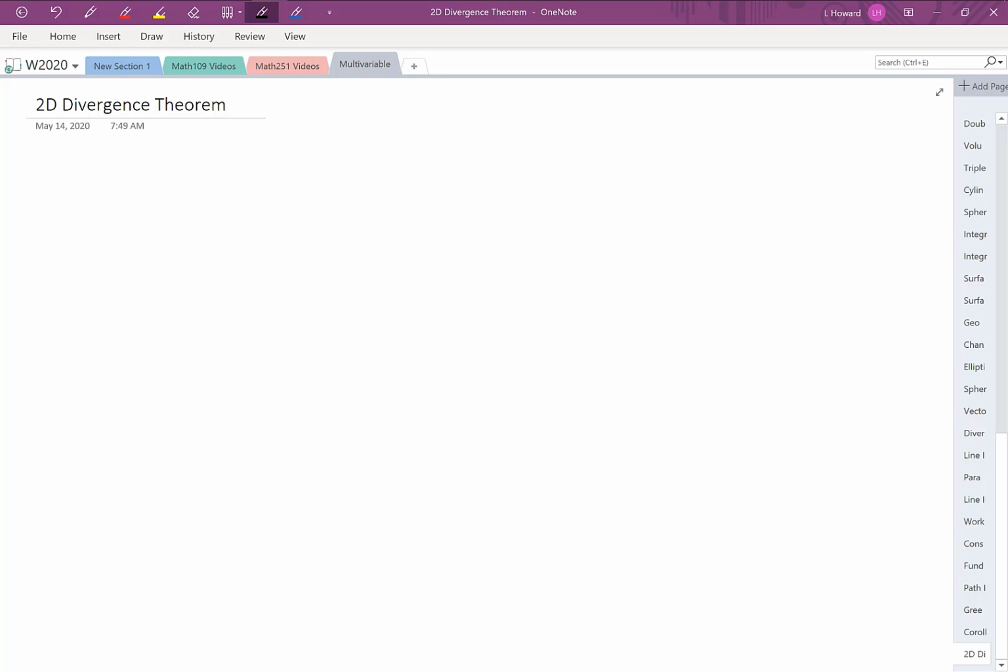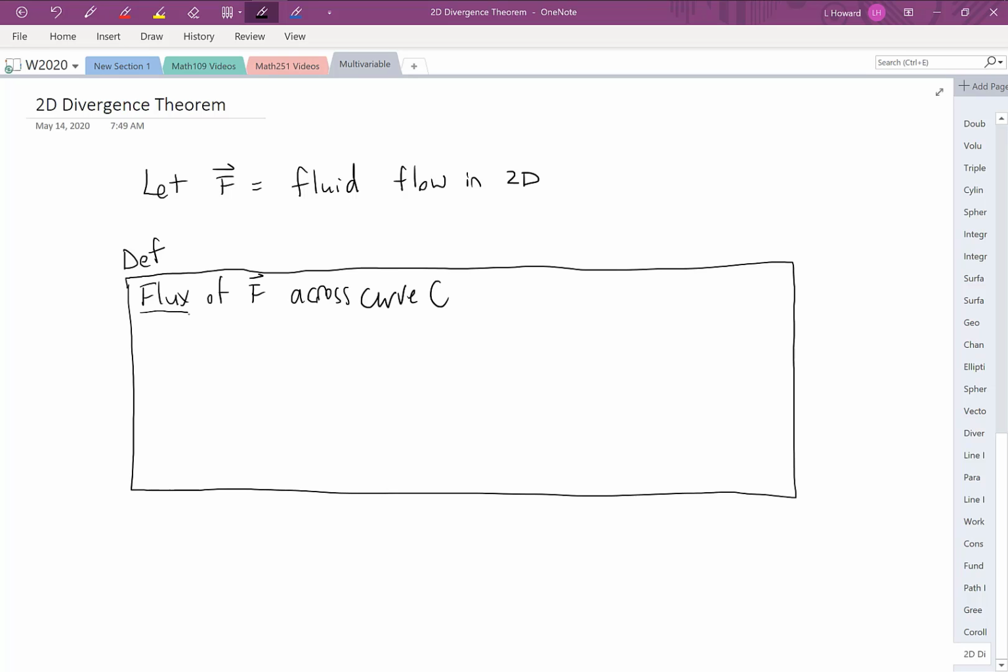In this video, we're going to talk about the two-dimensional divergence theorem. Let's let our vector field F represent a fluid flow in 2D. And what we want to define is the flux of F across our curve C. So we could say that's the total outflow across C minus the total inflow across C. And that way we can rephrase that more quickly as the total net outflow across C.